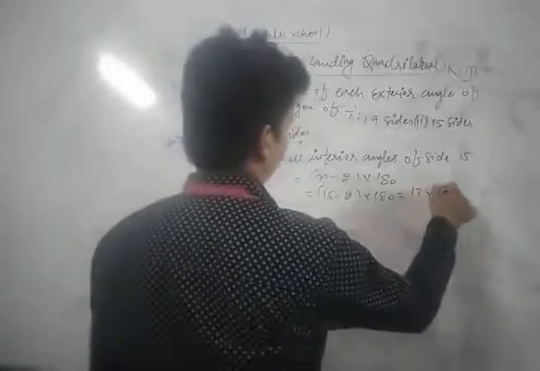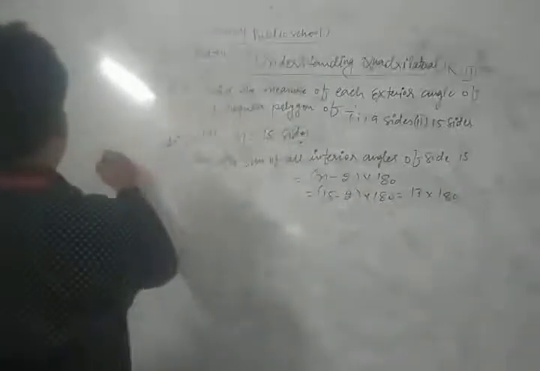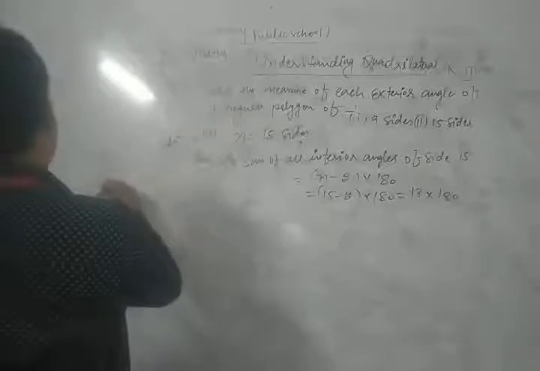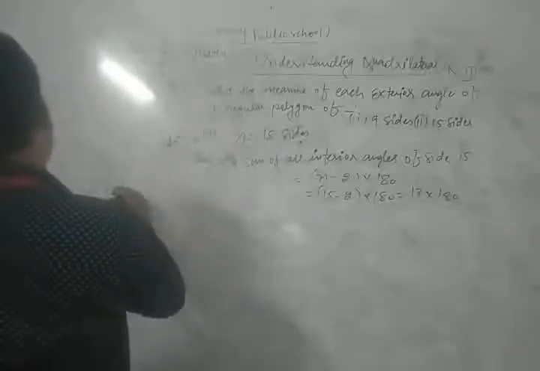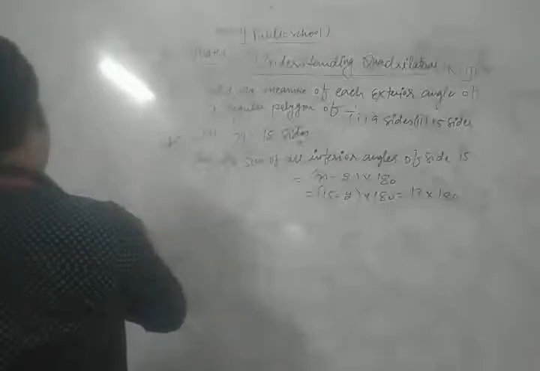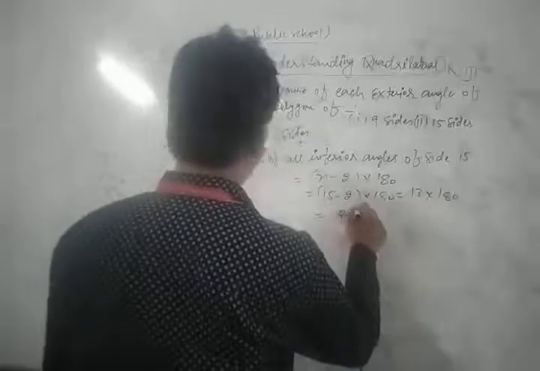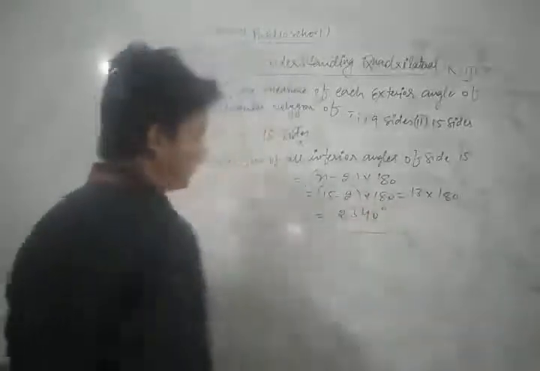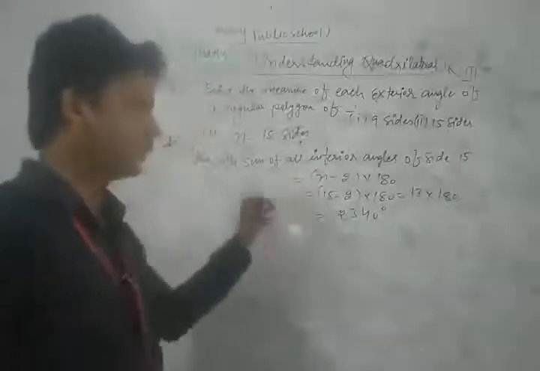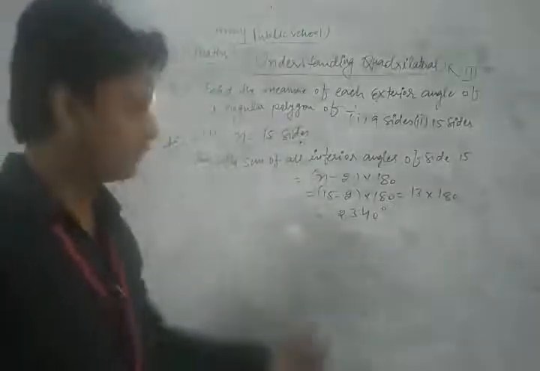15 minus 2 is 13, into 180. Now we multiply them. Let's see, 180 times 13 is 2340. We get 2340 degrees. So this is the sum of all interior angles of a polygon with 15 sides, which is 2340.